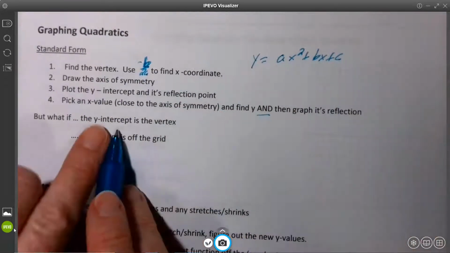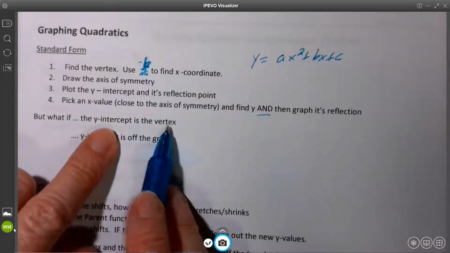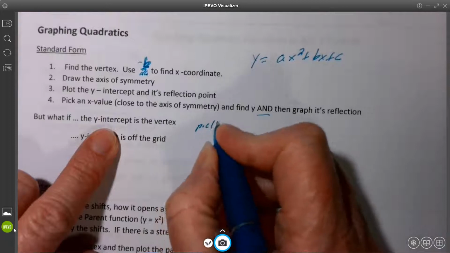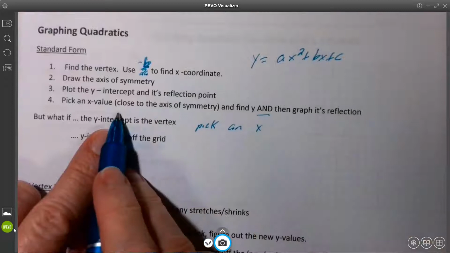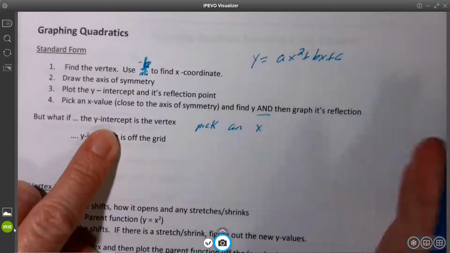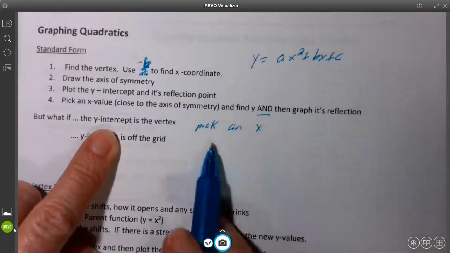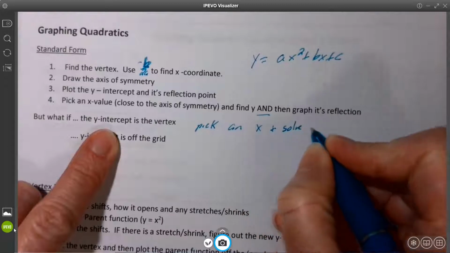But as we found on the homework, sometimes things change. So what if the y-intercept is the vertex? Then you're going to pick an x value. You're just going to do the same thing as you did with step 4. Pick an x value right close to it, right around where the vertex is, and you're going to solve for y and do its reflection point.